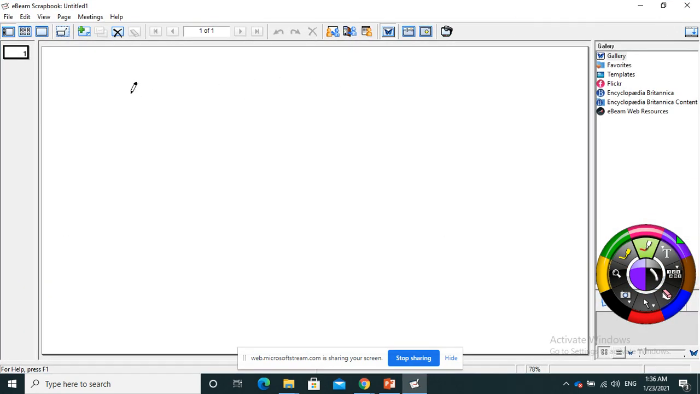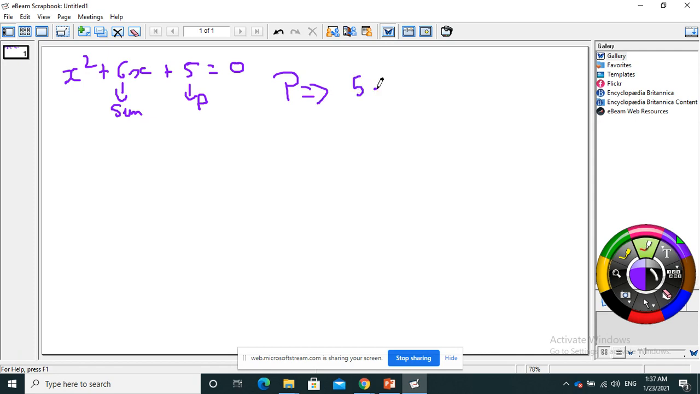Let's try to do, for example, if I said x squared plus 6x plus 5 is equal to 0. So as we said, I need this one to be the sum and this one to be p. All the time, start by p, as I told you. Which two numbers, if you multiply, give me 5? I don't have any other choice than 5 times 1. 5 times 1 gives me 5, so it gives me c.